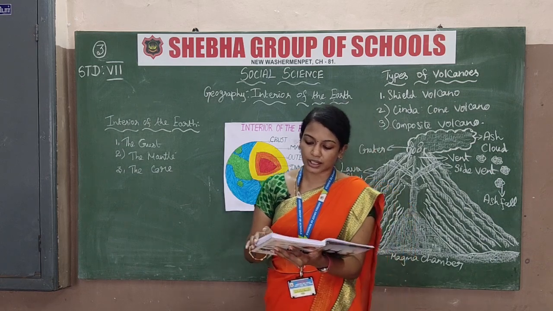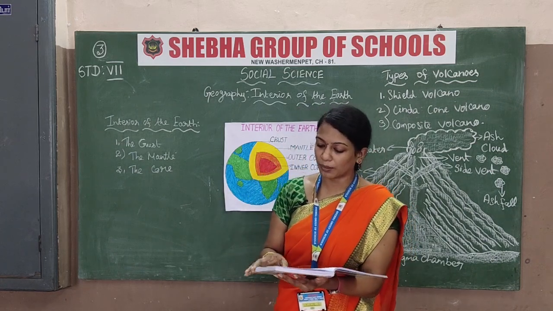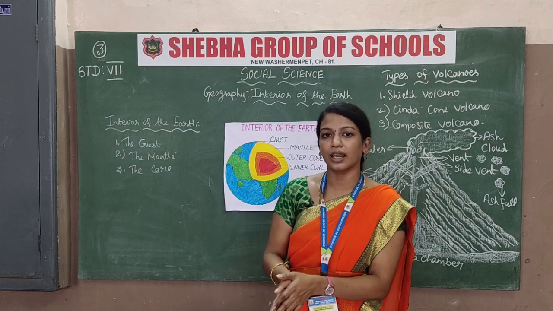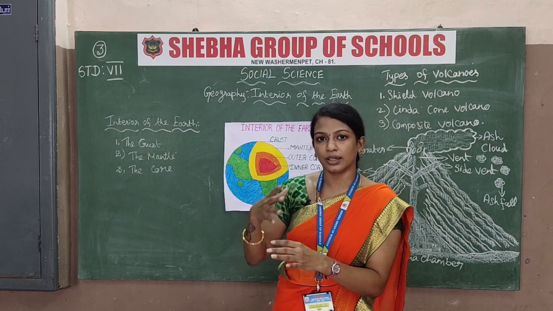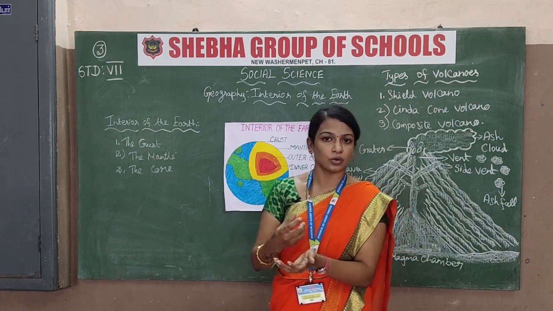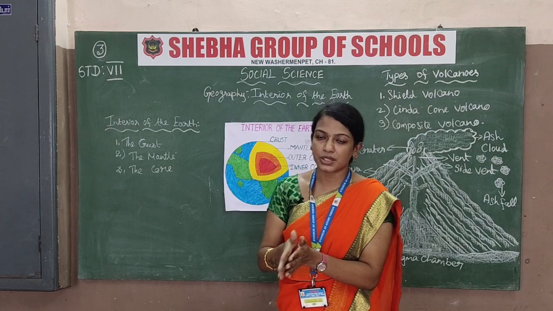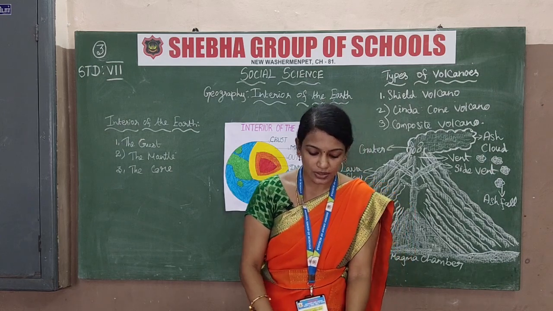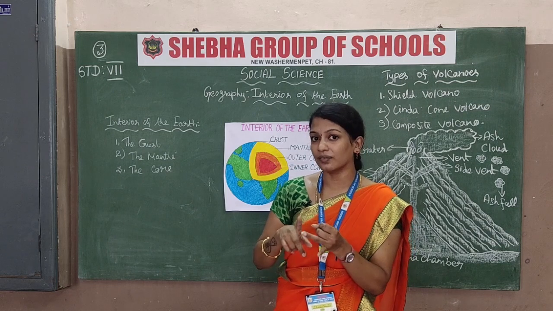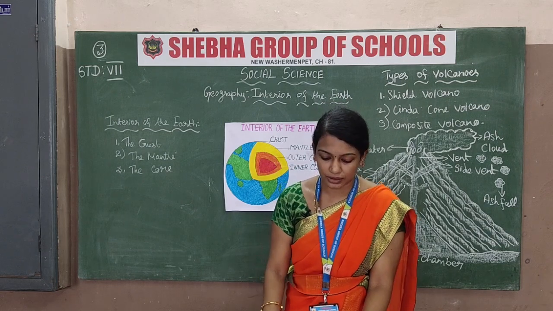Endogenetic forces sometimes produce sudden movements. In the endogenetic process, sudden movements cause earthquakes and volcanic eruptions. You know that earthquakes and volcanic eruptions happen. Next we are going to see about the earthquake and the volcano also. First I will tell about the earthquake.